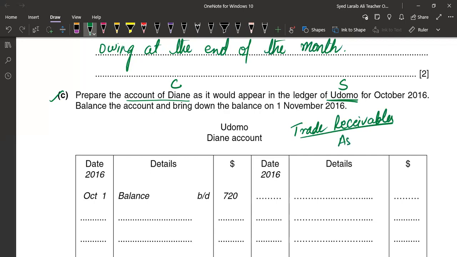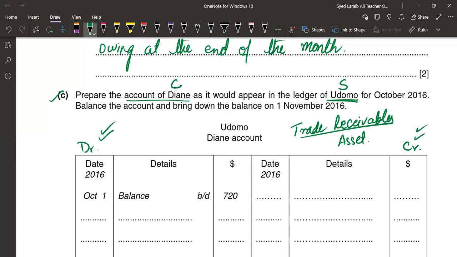And the trade receivable is an asset. The left-hand side is the debit side, the right-hand side is the credit side. Remember, whenever a transaction increases the trade receivable, the account would be debited. Whenever a transaction decreases the trade receivable, the account would be credited.